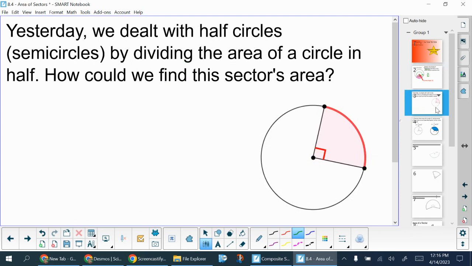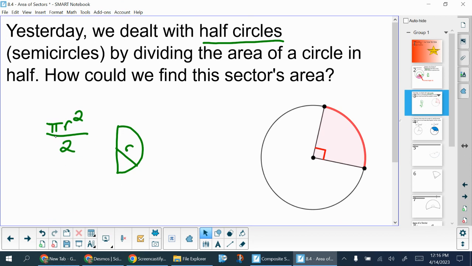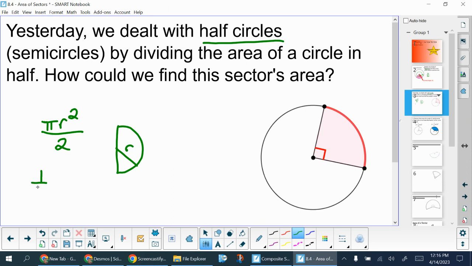Now, yesterday when we were talking about composite figures, we had half circles showing up quite a bit. And what we talked about then was, if we have half a circle, we can just take the area of our whole circle, pi r squared, and divide it by 2, because we've got half of a circle. Now, one thing I want you to be thinking about right now is dividing by 2 is the same thing as multiplying by 1/2. So if I did 1/2 times the area of my circle, that would also get me the exact same thing. This part here is just the area of the whole circle, and this part here is just the fraction of the circle I'm dealing with.